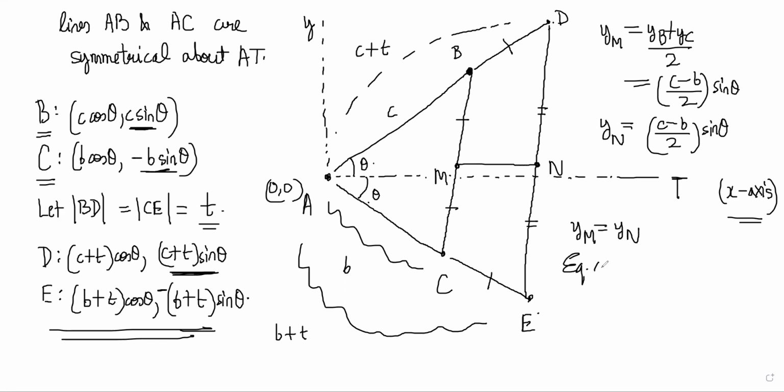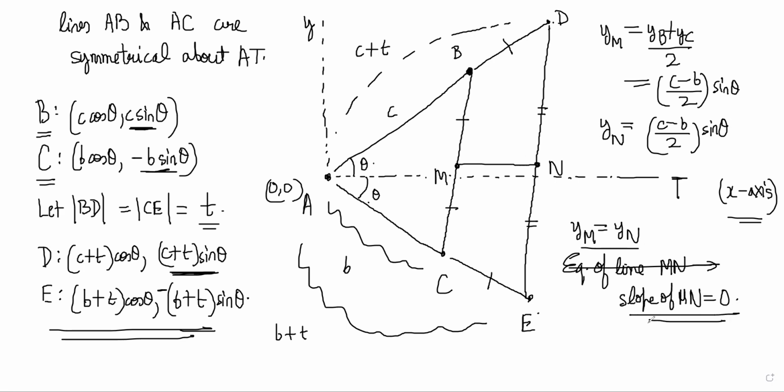So equation of line MN will be something like, or actually we can see that it's a horizontal line. The y values of both the coordinates are the same. So we don't even need to write the equation. Slope of MN is 0.